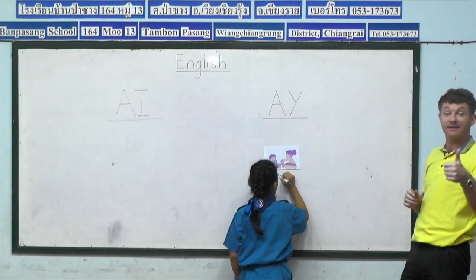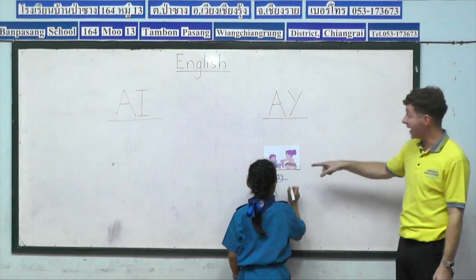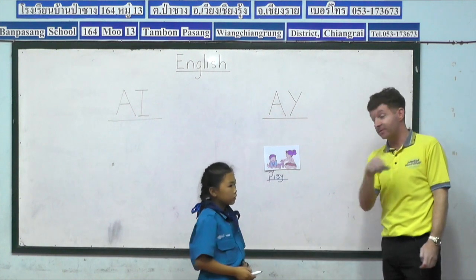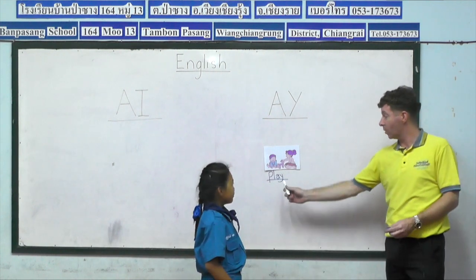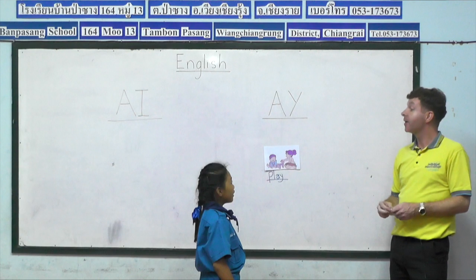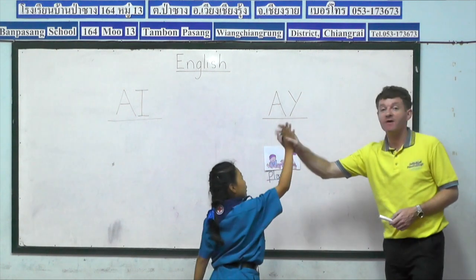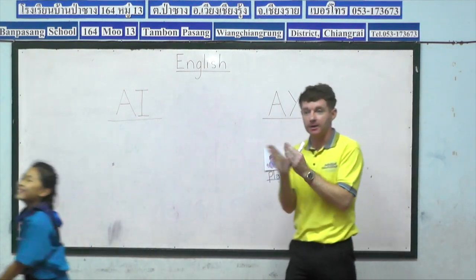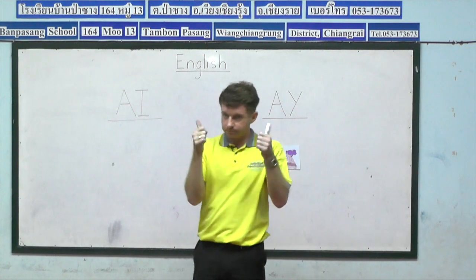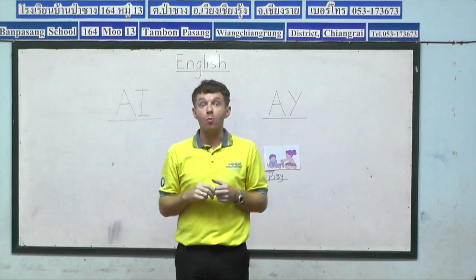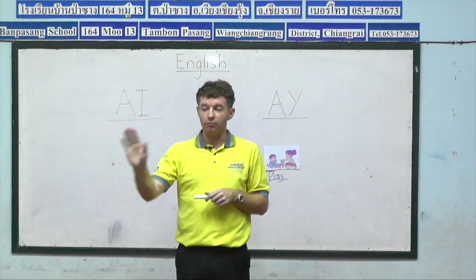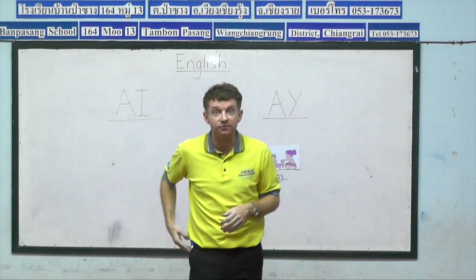P-L-A-Y. Excellent, guys. Remembering A-Y comes at the end of the word. So Nadia, one more time. Play. Well done. High five. Big round of applause for Nadia. So that's one word done. Nadia, you can relax. Everybody else, close your eyes.